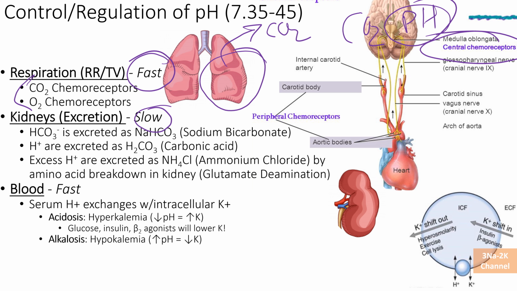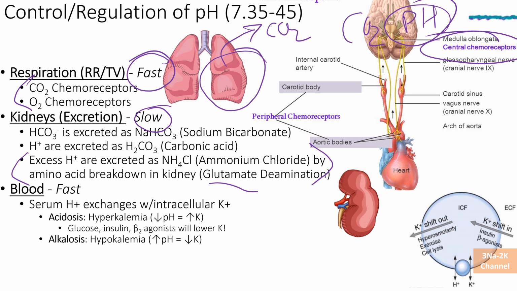All right, then the kidneys. The kidneys are very, very slow. They take about 18 hours to get underway. They can excrete bicarb if you have too much bicarb. They can excrete hydrogen ions if you have too many hydrogen ions, and they can balance this, right? Usually bicarb is what neutralizes hydrogen ions, but you don't want the kidneys to just use bicarb. So what they do is they break down an amino acid called glutamate, right?